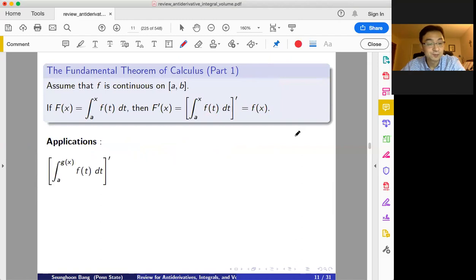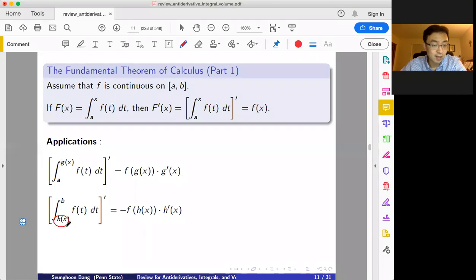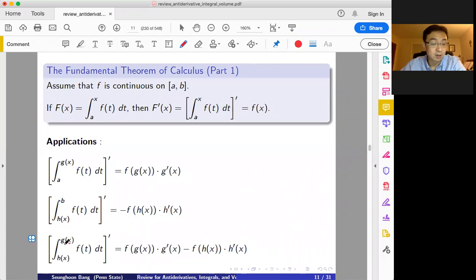So we have applications. What's that? Here you can plug g of x into t, times the upper limit prime. Similarly, you can plug h of x into t, f of h of x times the lower limit prime. If you have a lower limit, always take a minus sign. So this is a difference. You plug the upper limit into here times the upper limit prime, minus f of h of x times the lower limit prime.